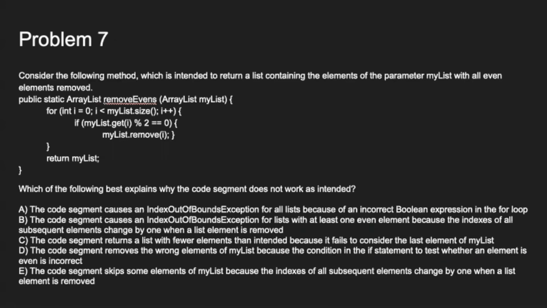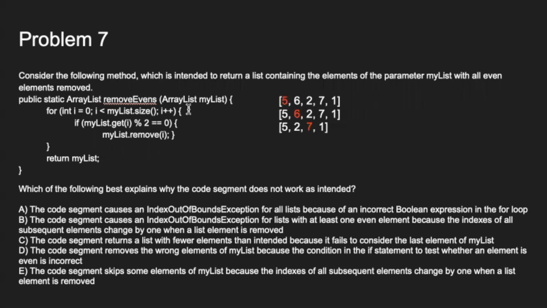Problem number 7. This one's the most difficult one. So let's run through this code. Let's use this array list. We want to remove all of the even elements, which are 6 and 2 in this list. Let's run through this code step by step to see what's wrong.